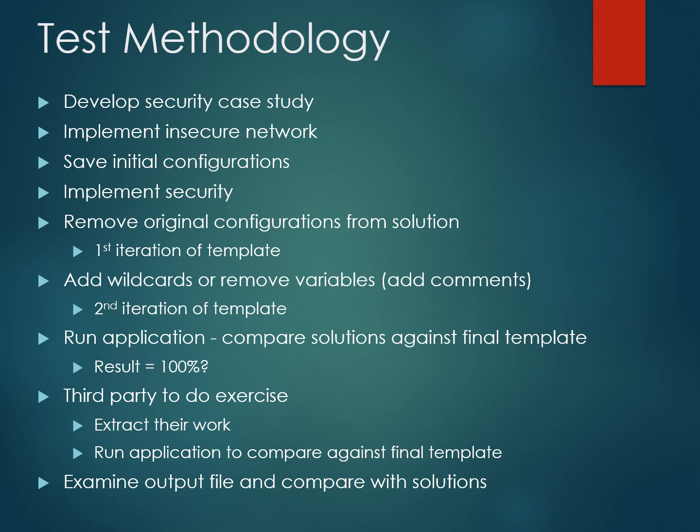Then we add wildcards or remove variables. And we might add comments to our template. That's the second iteration of our template solution. Then we run the application and we compare the solutions against the final template. The result should be 100%. Then we get a third party to do the exercise. We extract their work from the environment and then we run the application to compare their work against the final template. Then we examine the output file and compare with the solutions.